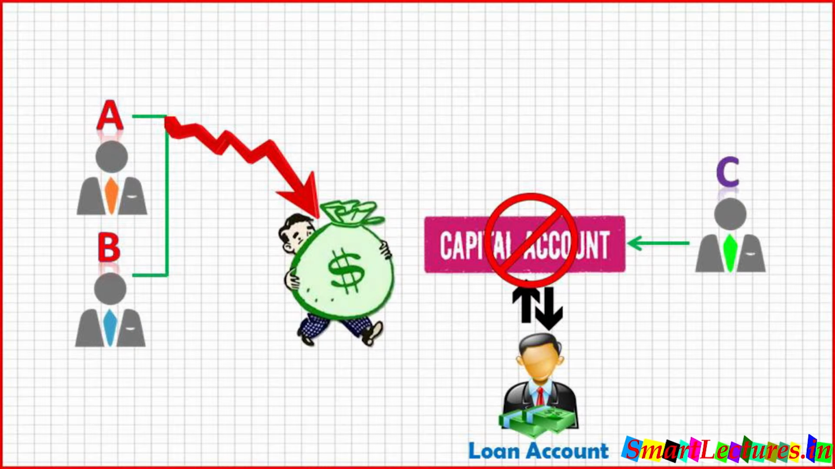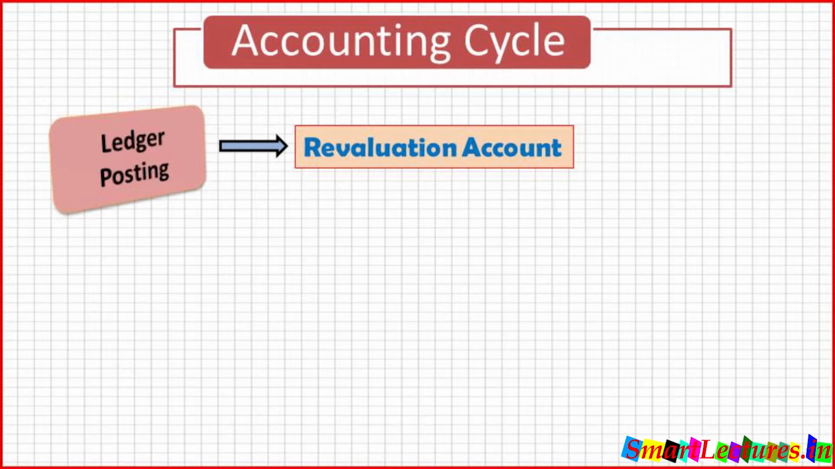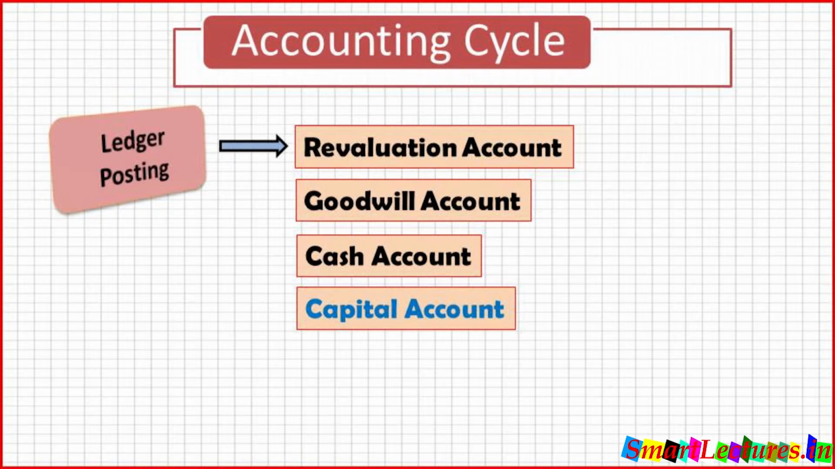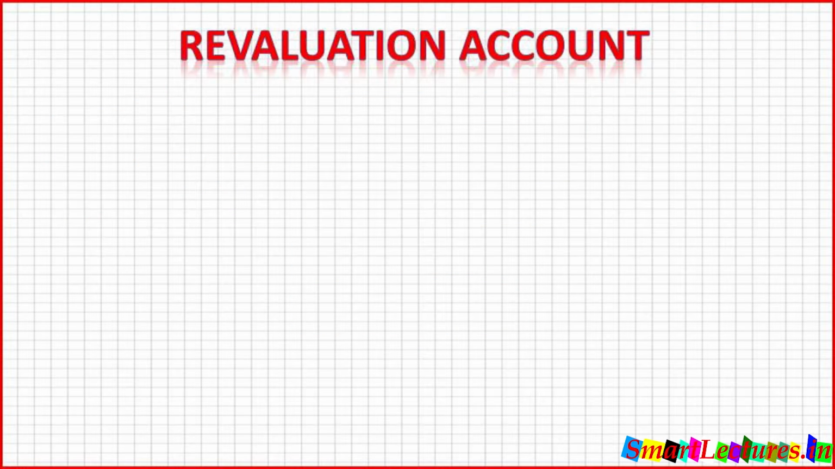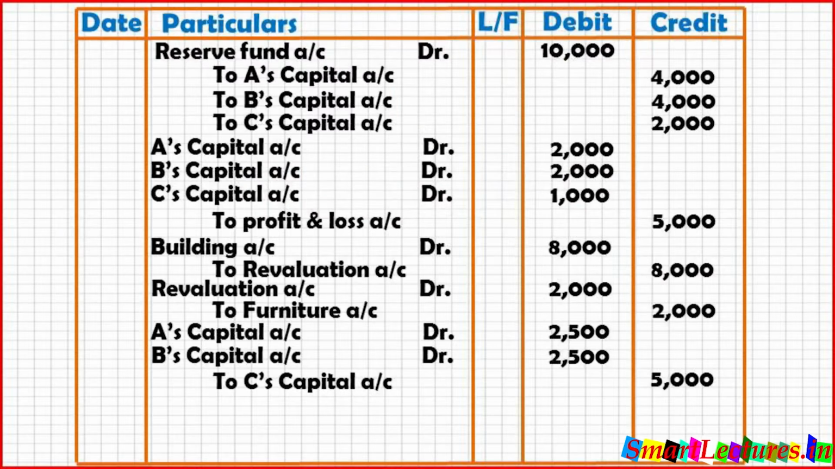Now let's move to the ledgers. You know, after the journal entries, we have to make the ledgers, and this should be the order of the ledgers. Number 1, first of all, we have to prepare the revaluation account, and then the goodwill account, then the cash account, and then the capital accounts. So first of all, the revaluation account. The revaluation account will be prepared on the basis of the journal entries we have passed. So have a look at the journal entries.